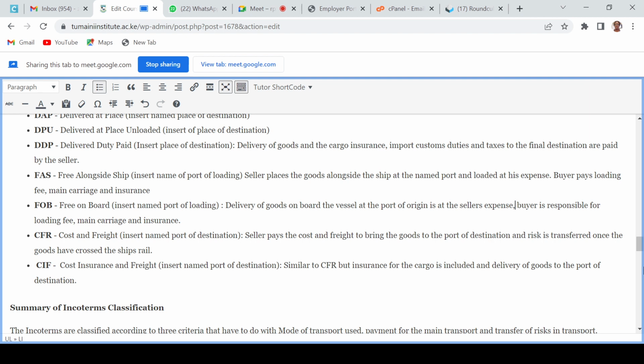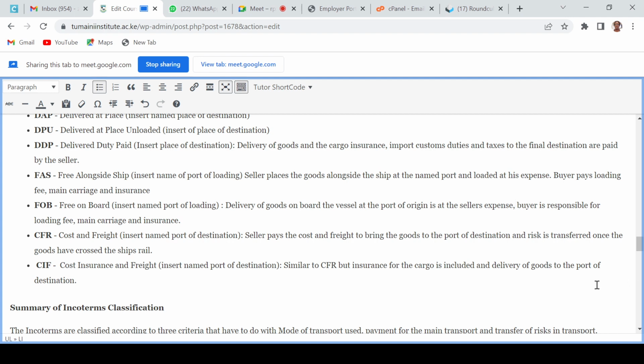So cost and freight. So I've paid for the cost of carrying the goods, everything, the freight is paid for to the port of destination. Kuna ile on board, kuna ile up to the port of origin. Hii ingine ni up to the port of destination.